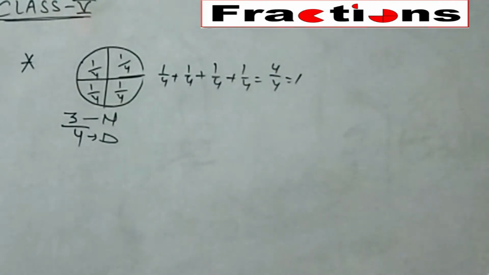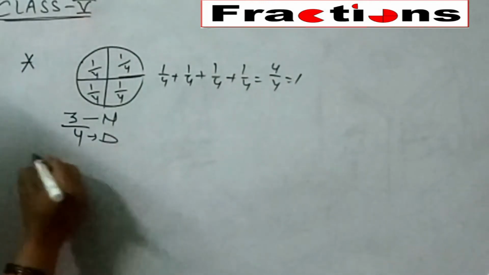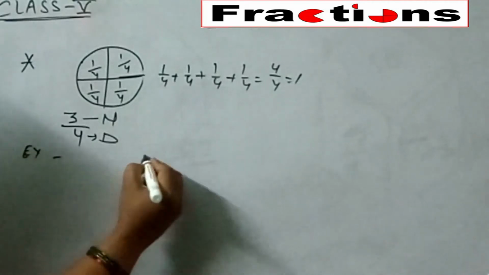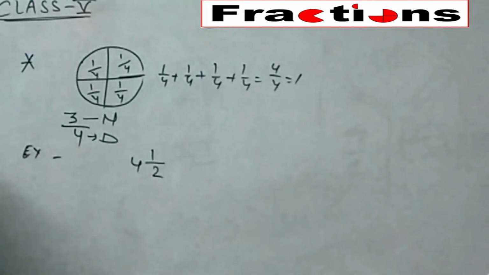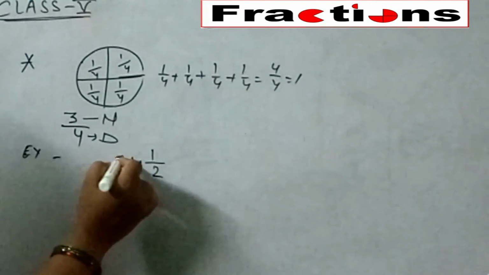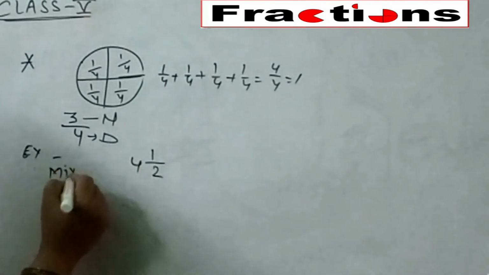Okay. Now, a mixed fraction. What is a mixed fraction? Students, a mixed fraction is a quantity consisting of 2 parts. One is an integer and the other part is a fraction. One example I will explain to you. The example is 4 and 1 by 2. This is an example of a mixed fraction.